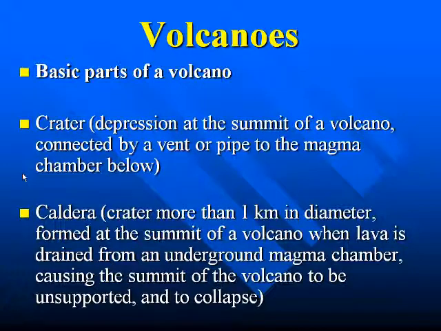The basic parts of a volcano are the crater. The crater is the depression at the summit, the top. There's a vent or a pipe connecting it to the magma chamber below. Has to be some way for the magma to get to the surface. The caldera is a crater that's more than 1 kilometer in diameter. It's formed at the top of a volcano after the lava has drained from the underground magma chamber. So there's so much pressure from the underground lava that it's all built up at the top, too much weight, and that causes the summit of the volcano to collapse. Not enough support, and it collapses.